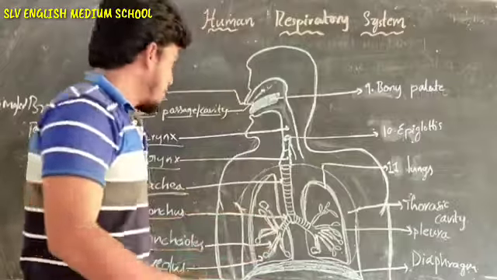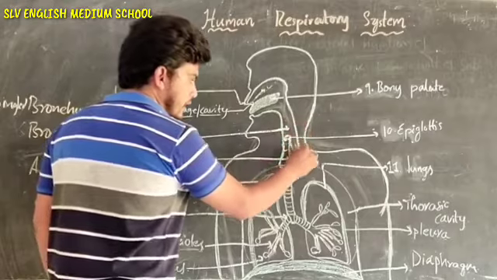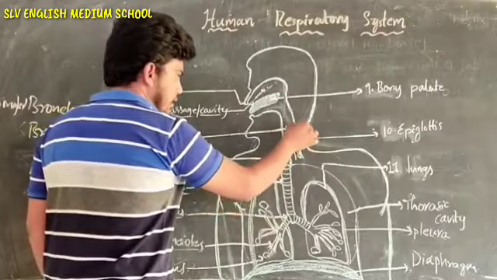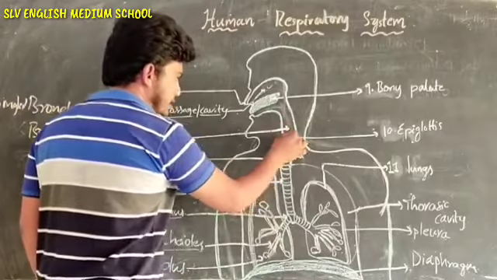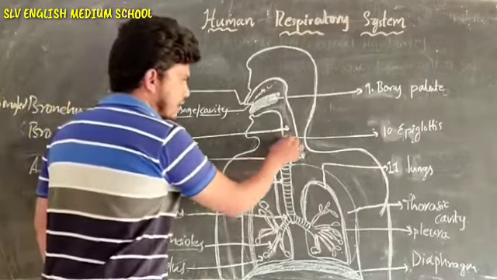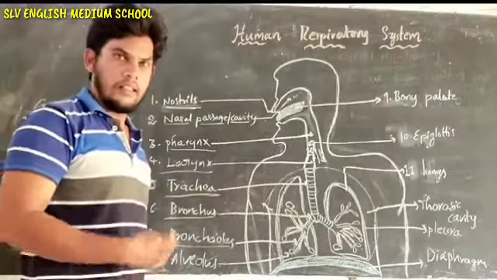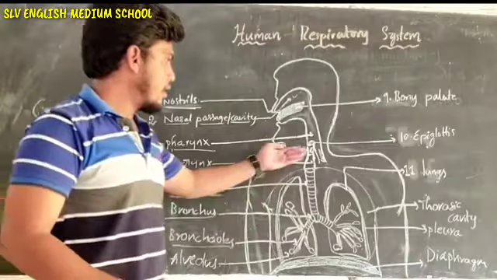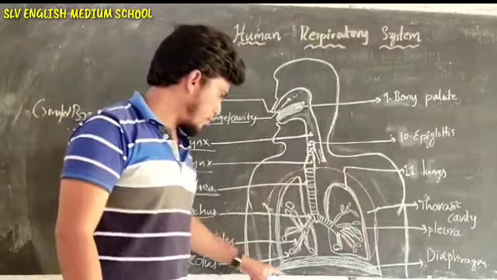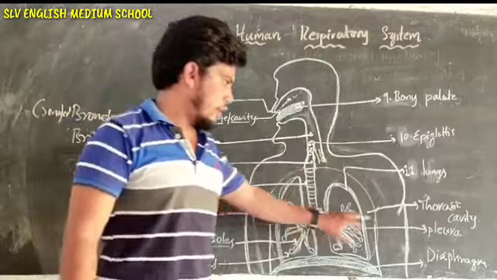And I forgot to say, the pharynx is the common passage for the digestive tract and the respiratory tract. The pharynx has a flap-like structure called the epiglottis. I will teach you about the epiglottis further in this video. And the cavity in which the lungs are located is called the thoracic cavity.